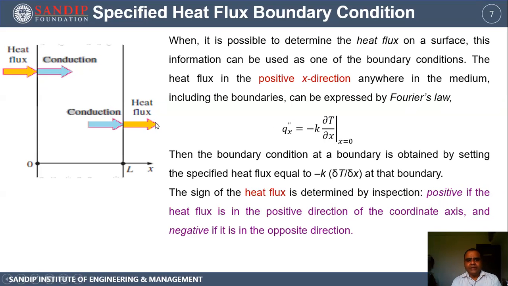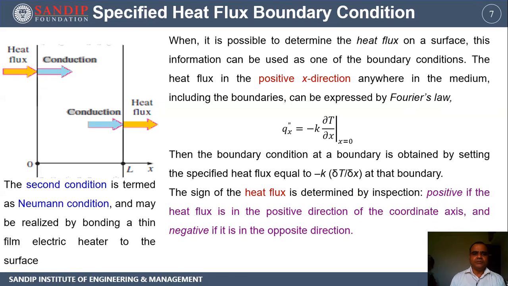If the heat flux is in the opposite direction, that is in the negative x direction, then this value has to be taken as negative and equated with minus k del T upon del x at that respective surface. This is how we can write down the boundary condition in terms of the specified heat flux for the boundaries. Now, this second condition is called the Neumann condition and may be realized by bonding a thin film electric heater to the surface. So, if you have an electrical supply and through that some heat is supplied to the medium, then this type of boundary condition may be useful.